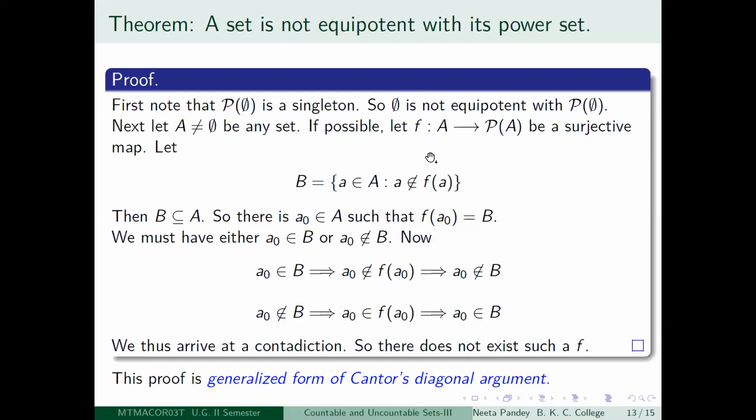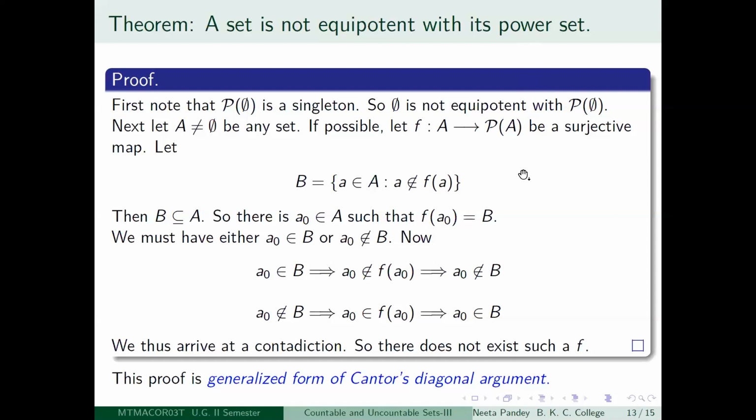That means that you can never get a surjective mapping from A to the power set of A. So in particular, A, capital A, cannot be equipotent with its power set. This is extraordinary. We already saw this for finite sets. There, if A had n elements, non-empty finite set, then power set of A has 2 to the power n elements. So there is no possibility of getting a surjective mapping from a set containing n elements to a set containing 2 to the power n elements, which is more than n, right?